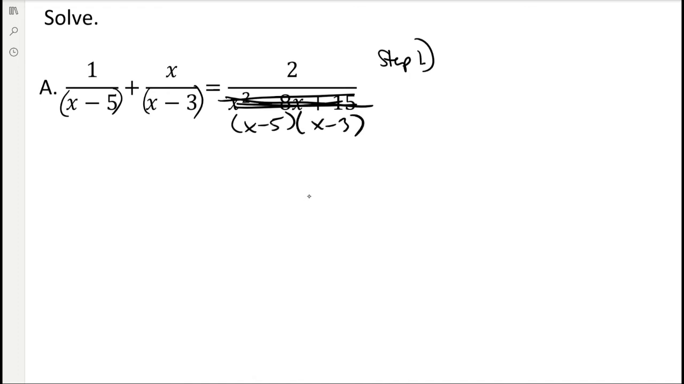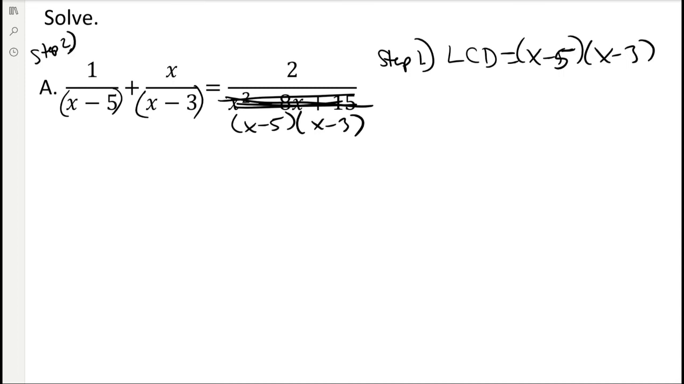So that's step 1. Now we're going to have to do the LCD. So notice that the factors match, which means that we only have to repeat them once. So we have x minus 5 and x minus 3 as our least common denominator. And they both have 1, which means that the most that any of them have is 1. So that's our LCD.